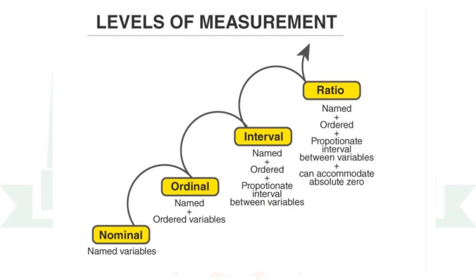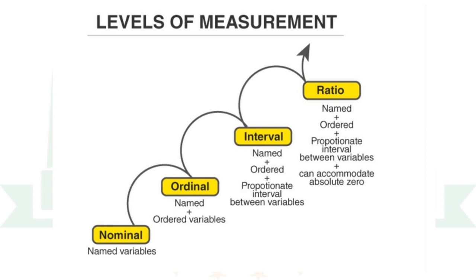Now let us have a look at this picture. Here we can see that nominal data are just named variables, but ordinal data are named variables which are ordered. And interval scale of measurement are named, ordered, and have proportionate intervals between variables. And when it comes to ratio, they are named, ordered, and have proportionate intervals between variables. Also, they can accommodate absolute zero.